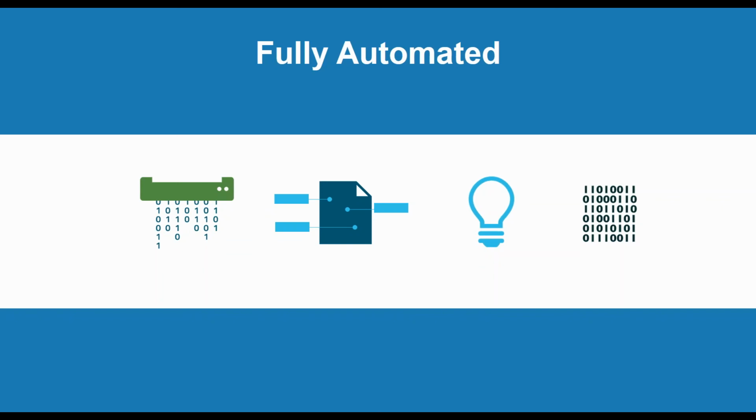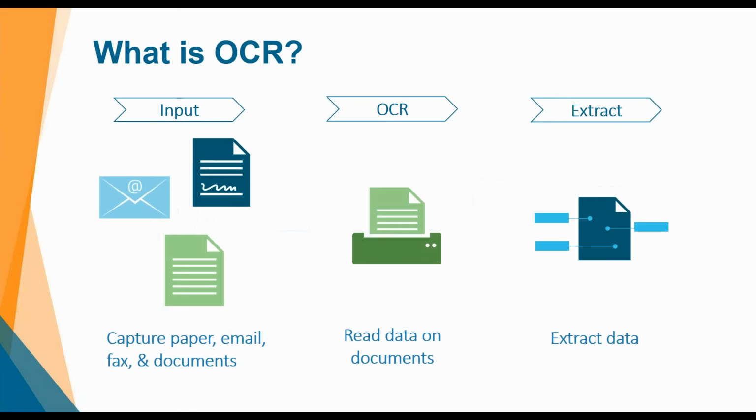Now, a fully automated process will incorporate optical character recognition, and this will automatically read, extract, and validate information, drastically minimizing and in a lot of cases completely eliminating manual processes to enable straight-through processing, just as Emma just mentioned. So what is OCR? Optical character recognition, or OCR, is an electronic conversion of typed, handwritten, or printed text into machine-encoded text. OCR technology will automatically ingest documents, read the data on the documents, and extract key information.